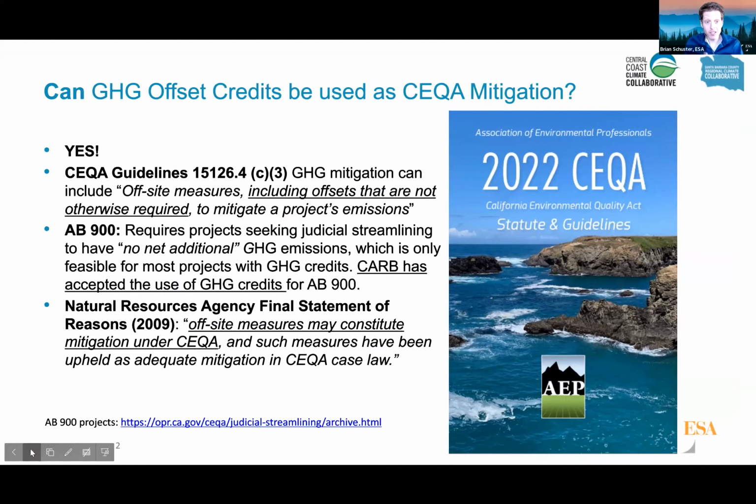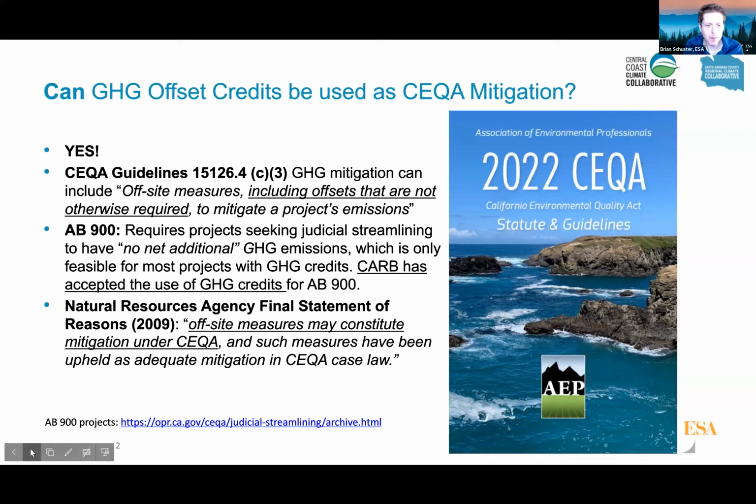First question, can GHG offset credits be used as CEQA mitigation? The answer is yes, but there are plenty of caveats, of course, as there always are. Just a couple of notes here on the CEQA Guidelines. This one, 15126, is pretty clear. Offset measures, including offsets that are not otherwise required, can be used to mitigate a project's GHG emissions. Of course, it's more complex than that, as Rich will go into with some of the case law that we've encountered over the last couple of years. But the idea of an offset is valid under CEQA, provided that the mitigation measure meets all of CEQA's requirements for mitigation.